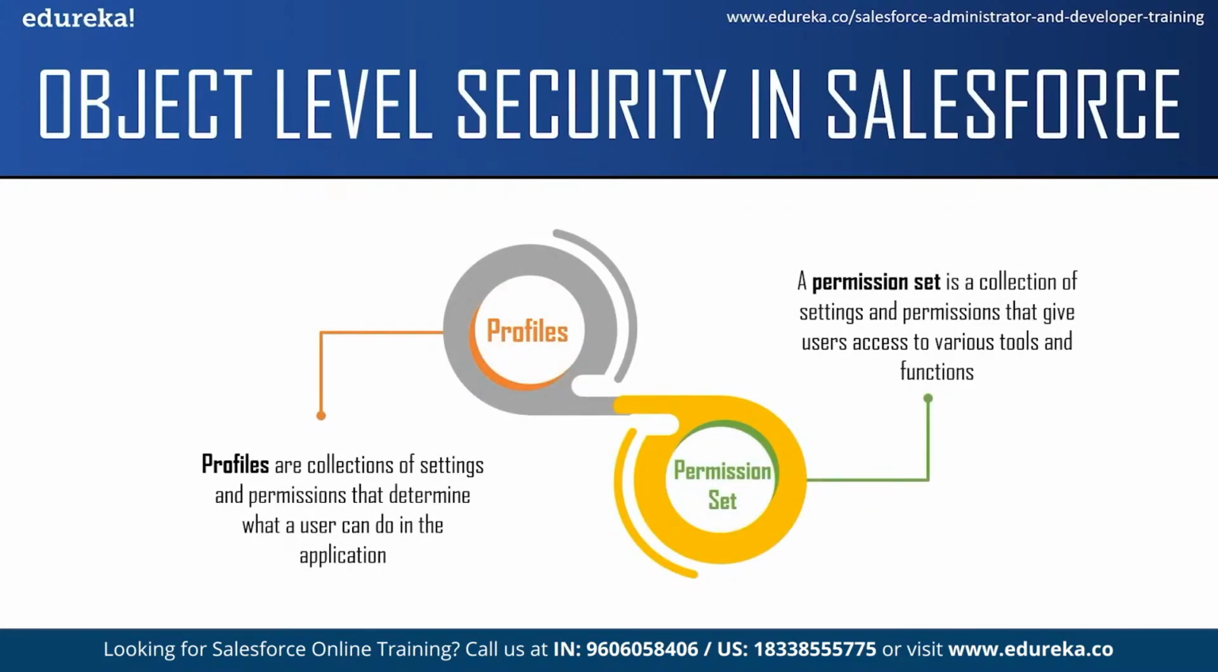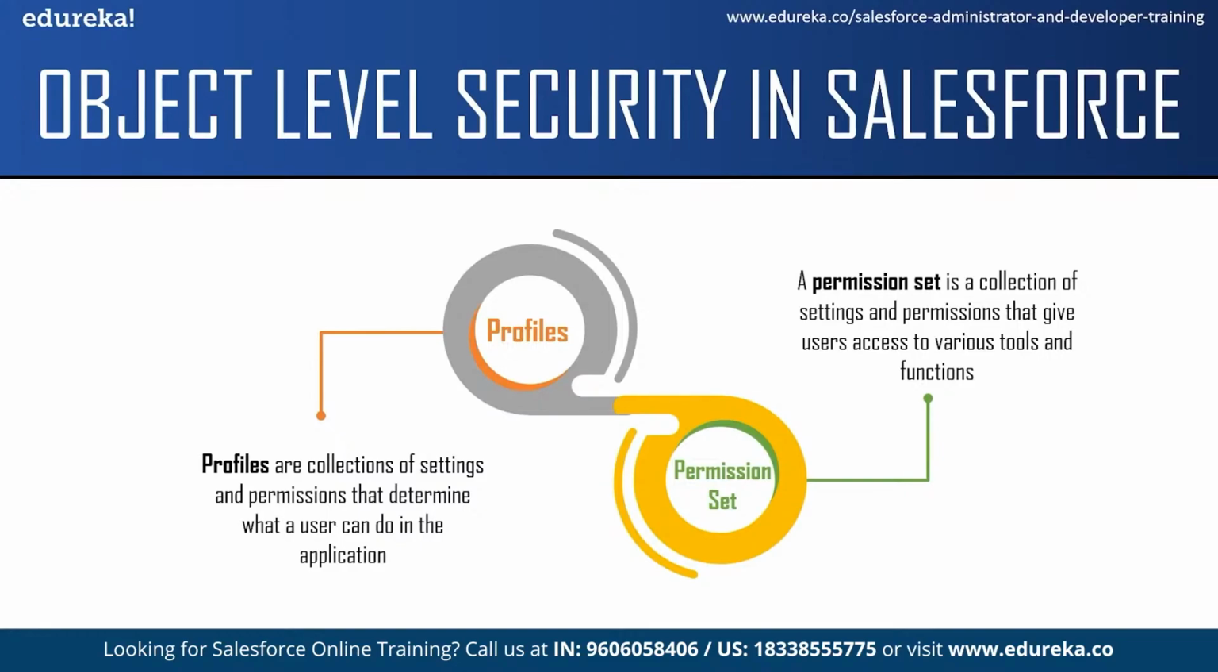First is profiles. Now profiles are a collection of settings and permissions that determine what a user can do in the application, which means what data and features can be accessed by the user. So for example, a sales representative will have a sales profile. So he can only access the objects that he will need to carry out his daily task. He won't have access to the data or objects that a developer uses and vice versa.